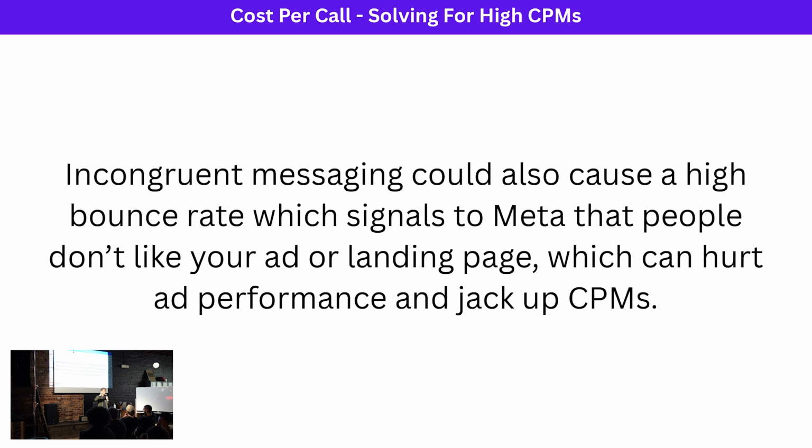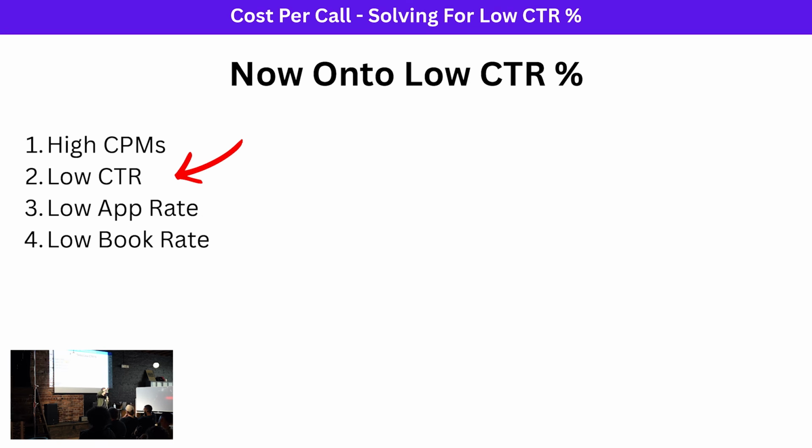Incongruent messaging could also cause high bounce rates. For example, if you have show rates on your ads and you talk about close rates on the lander, that's a problem. Cool. Now, on to low click-through rate.